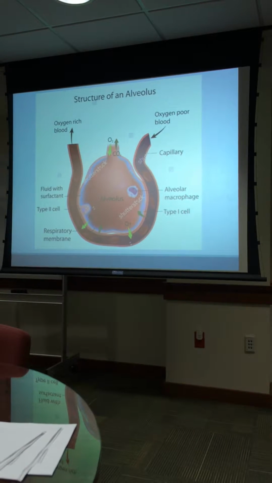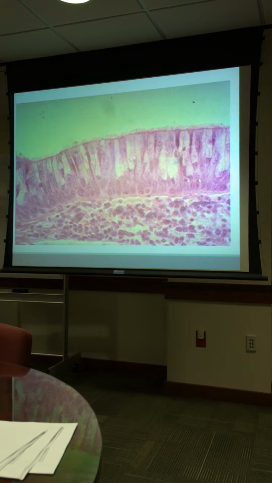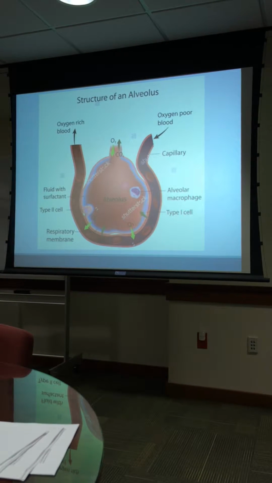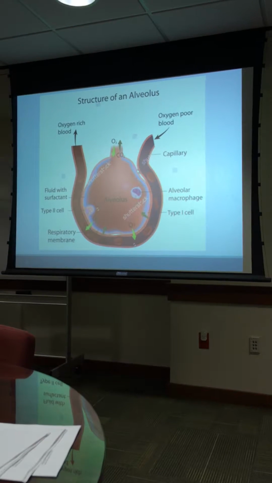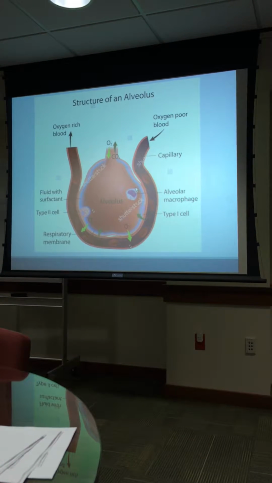This is the alveolus. It's not lined by these tall cells with microvilli. It's lined by flat cells. This is not the best cartoon, but it's lined by flat cells. You will rarely see them in bronchial specimens.